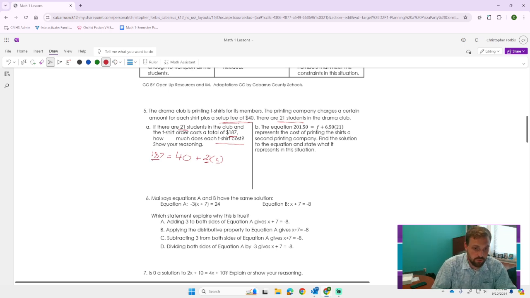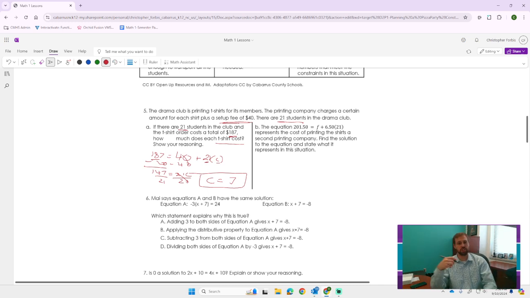So if you want to solve that, just solve for C. I'm going to subtract 40 from both sides. I get 147 equals 21C. And I can divide both sides by 21. And I'm getting that C equals 7. So that means that each shirt is worth $7. That logically, hopefully, should make sense. All right, what about B?